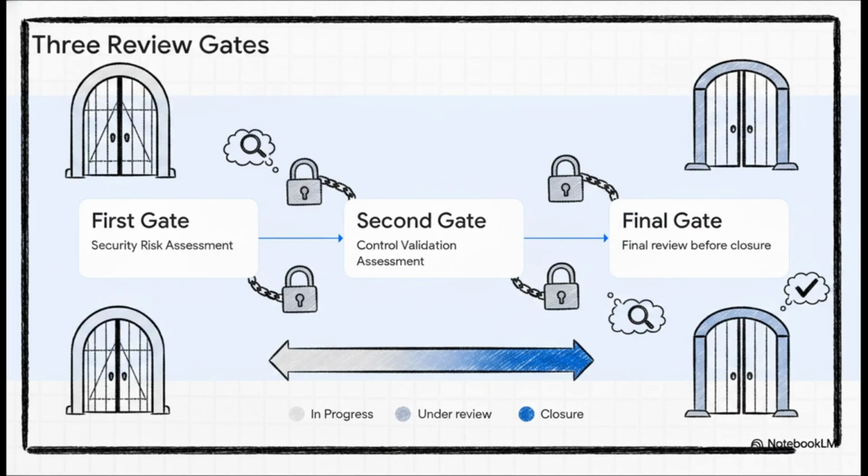At each of these stages, the work transitions from in progress to under review. The assigned reviewer gets notified, they check the work, and they actually have to physically pass the gate to let the audit continue. Absolutely no assessment reaches closure without that independent sign-off.